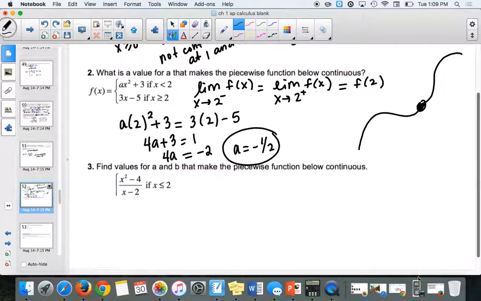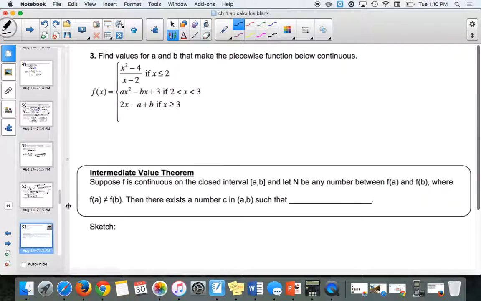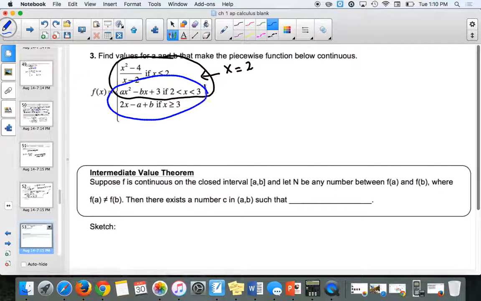All right. Number 3, I think I'm on the next page. So find values for a and b that make the piecewise function below continuous. Now it's a little bit harder, right? So now we want to set these two equal to each other for x equals 2, and we want these two equal to each other for an x value of 3. Do you understand how I'm getting that? Look at their domains. The first one said for x values less than 2. The second one said between 2 and 3. So it means as we approach 2, we want to go to the same value.